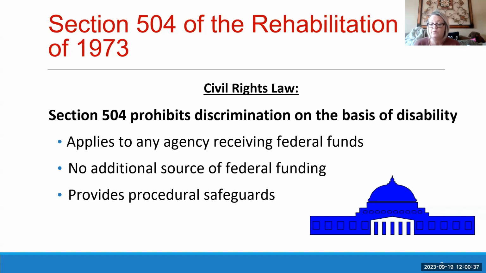Section 504 of the Rehabilitation Act of 1973 applies to any agency receiving federal funds. No additional source of federal funding provides procedural safeguards.